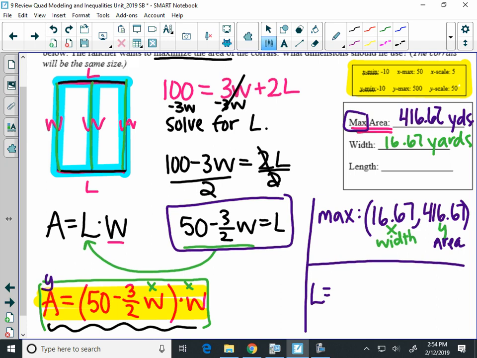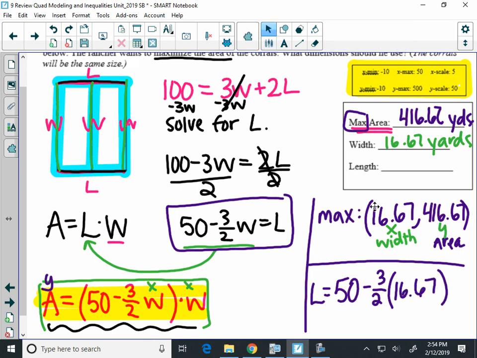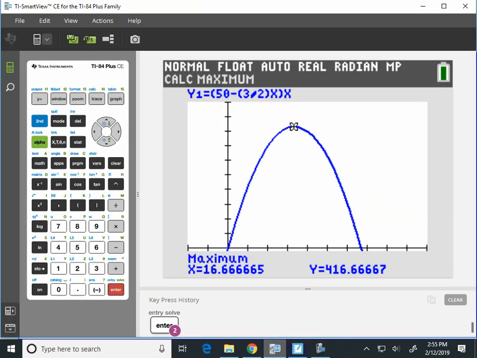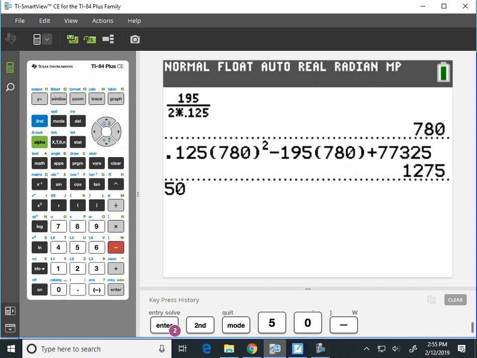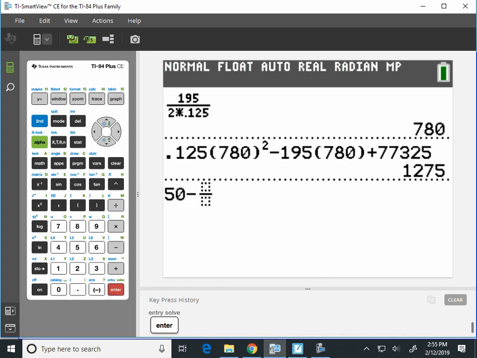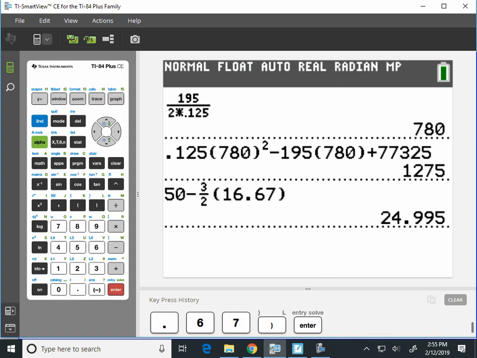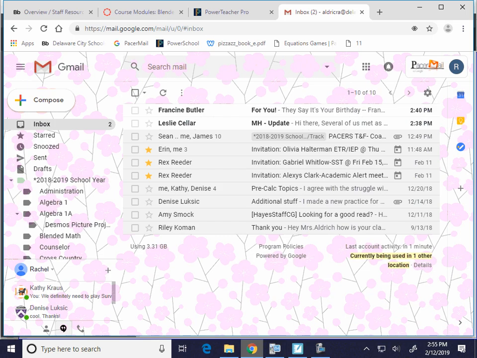All right, so we have L equals, we'll take 50 minus 3 over 2 times the width. And we said the width was 16.67. We're going to have an approximation because we rounded that answer, but it'll be close enough. Okay? So let's type that into our calculator. 50 minus, I'm going to make a fraction again just to be careful, 3 over 2 times 16.67, which gives me 24.995, which is just about 25, which is the exact value. So the length is going to be 25 yards.